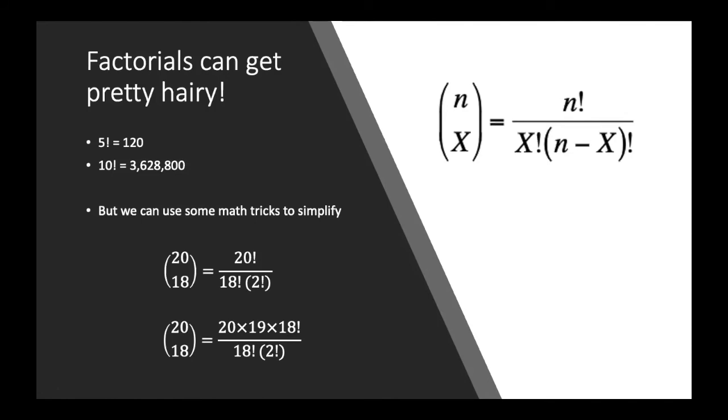Okay, because now that we've expanded what we mean by 20 factorial a little bit, we can do some simplification of this equation. And the 18 factorial in the numerator and the 18 factorial in the denominator cancel out, and now we've got a relatively simple calculation. This 20 choose 18 is simply equal to 20 times 19 divided by 2 factorial.